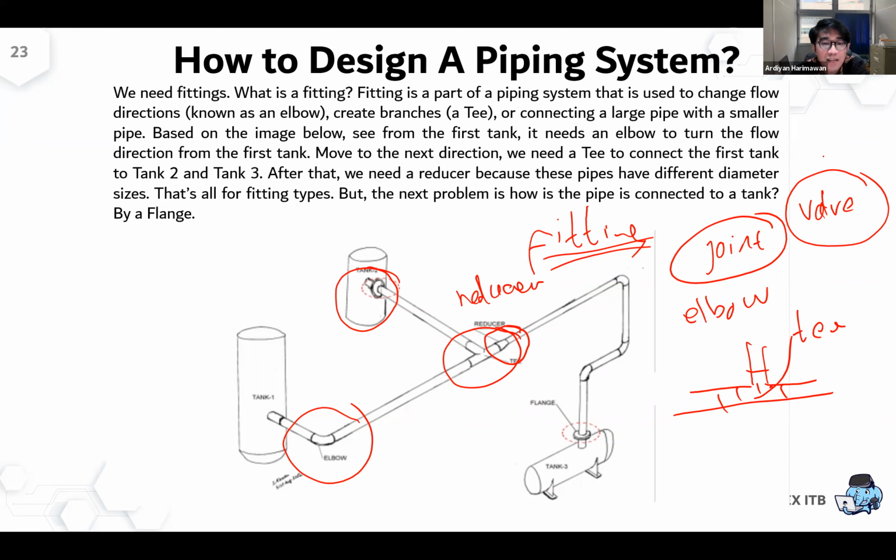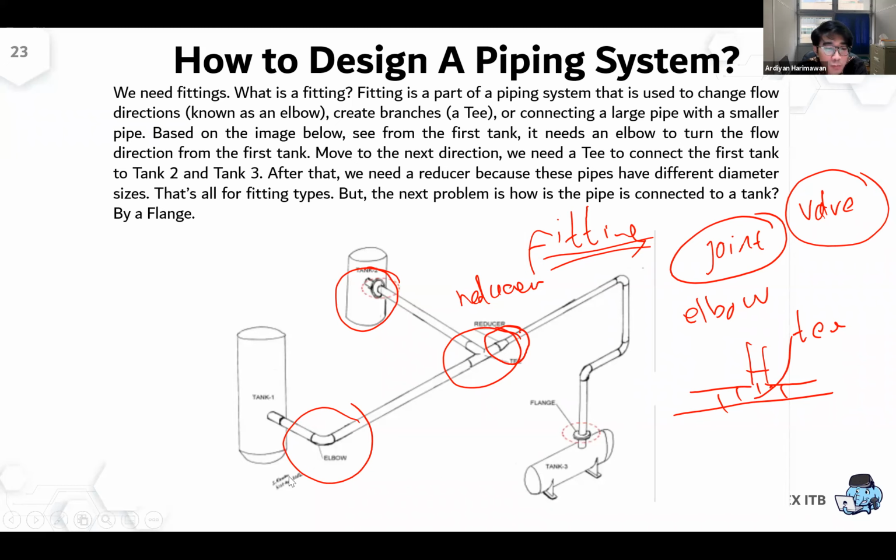Keran. What is the function? I'm just gonna guess. Is it to open and close certain parts of the pipe? Yes. First, the function is to open or close the flow of the fluid.